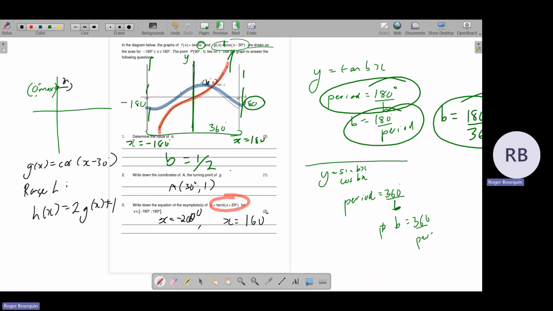So what are they saying you've done to that blue graph? At the moment, what's the amplitude of this blue graph? It's 1, right? If I times it by 2, what's the equation going to become? It's going to become h of x is equal to 2 cos x minus 30 plus 1. So what have you done to the amplitude? The amplitude was 1, now the new amplitude is 2. And what else have you done? You've moved the graph up by 1.